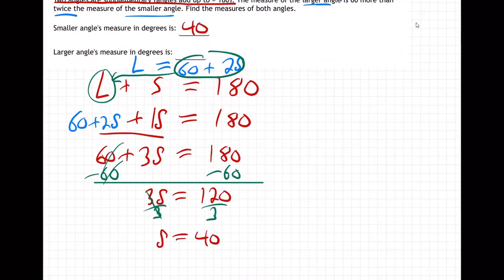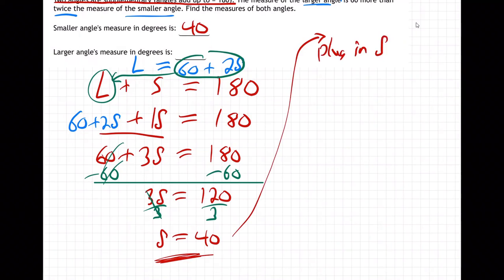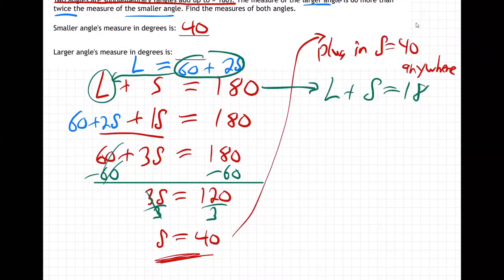And now, once we get one answer, we just plug that in anywhere you want. Plug in S equals 40 anywhere you want to get the other answer. So probably the easiest thing, I'll just grab this right here. L plus S is 180. Or we could just subtract from 180, because we know the total is 180. It doesn't matter. There's a million options at this point. So I'll plug it in right there. L plus 40 is 180.